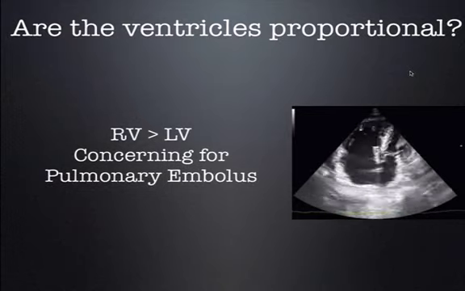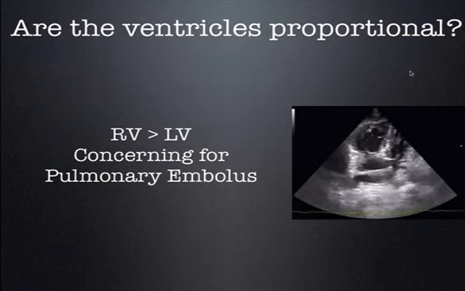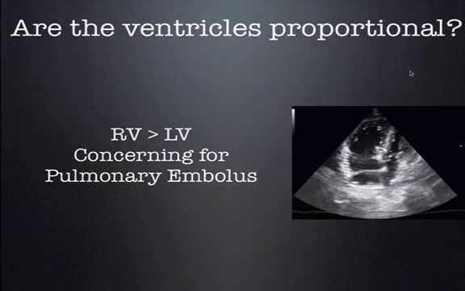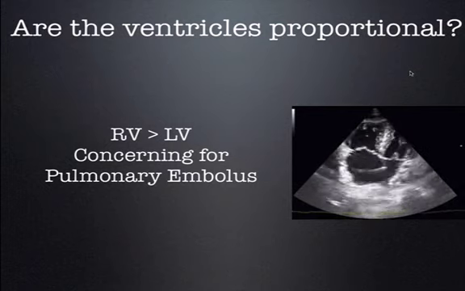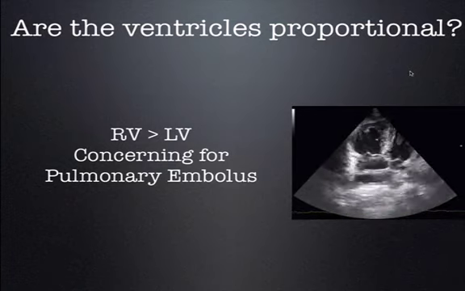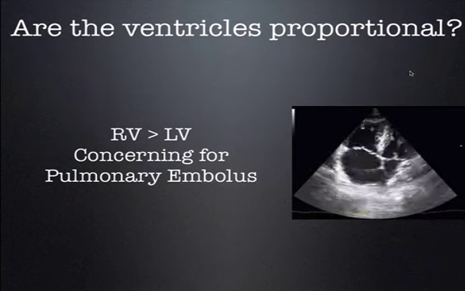Now, does a right ventricle larger than a left ventricle mean the patient has a pulmonary embolus? Not necessarily. This is where clinical context comes into play. If you have a patient who just flew in from overseas or just had a transatlantic flight and they come in hypoxic and short of breath and hypotensive, and you see this on your echo, then yes, this patient most likely has a pulmonary embolus, and you should feel comfortable giving this patient thrombolysis.